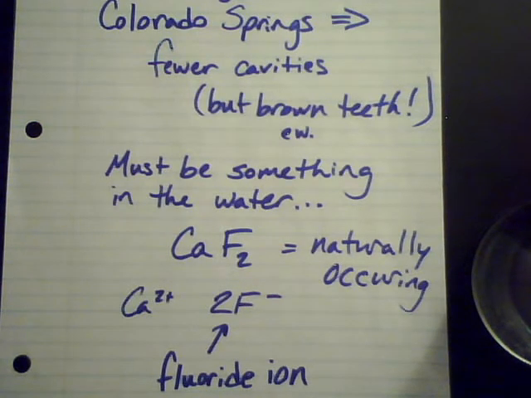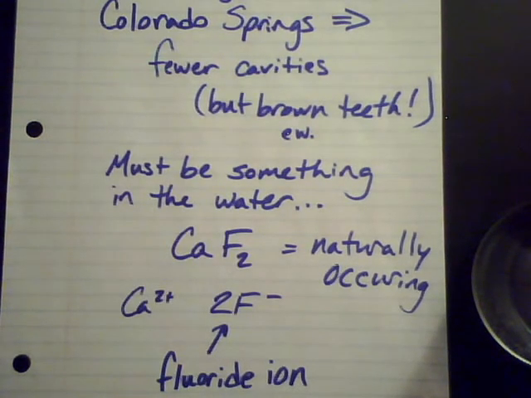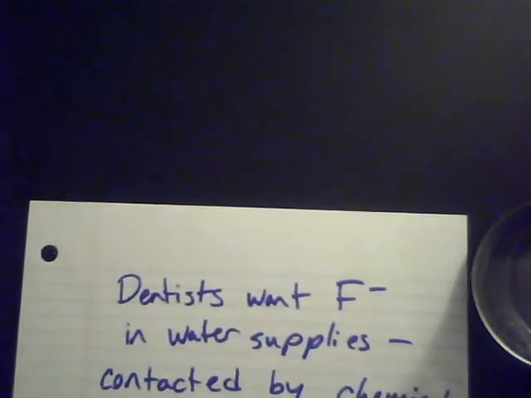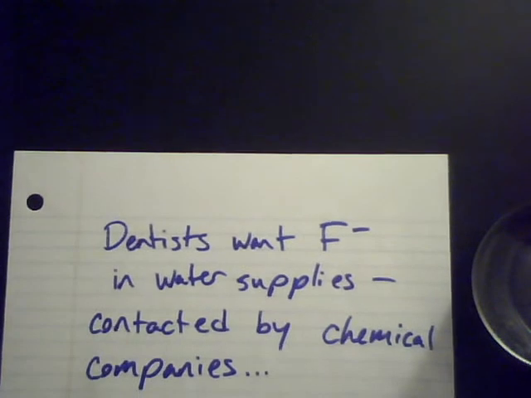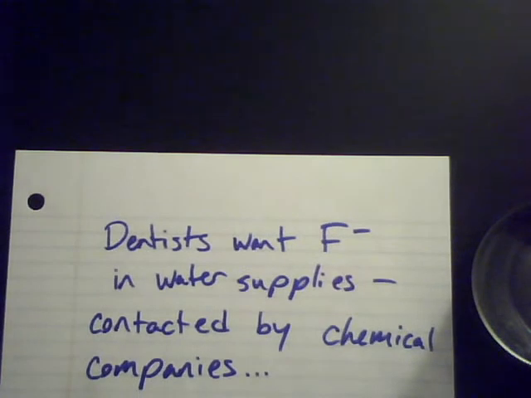So this kind of relates back to what we've been talking about with bonding as well. Okay? So there must be something in the water. There's calcium fluoride that is naturally occurring. Now, dentists came along and said, well, we really want fluoride in all of the water because it is helping people with their cavities and we want good dental health. So dentists were pushing to find fluoride ions to put in the water supplies, and they were contacted by chemical companies, so the story goes.